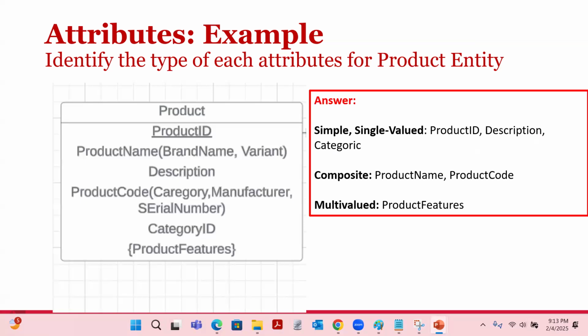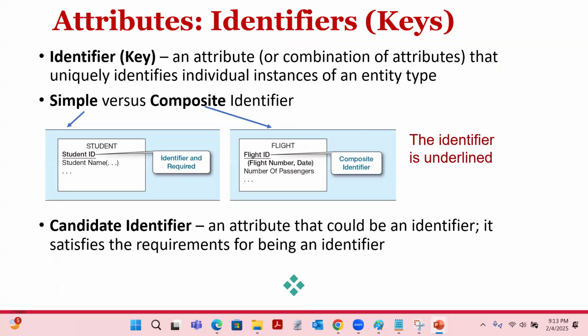All right. Now, let's look at the very special case of attributes, identifiers. An identifier is an attribute that uniquely identifies a specific instance of the entity. It can be an attribute or a group of attributes. In our case, it can be simple or composite. And in the student entity, the unique identifier is a student ID, and it is underlined.